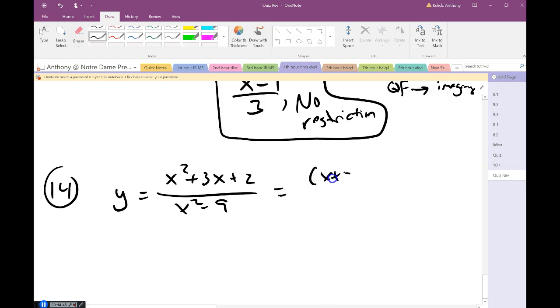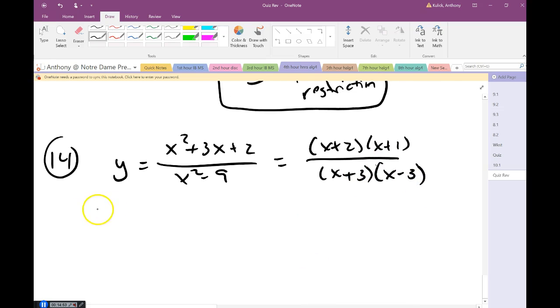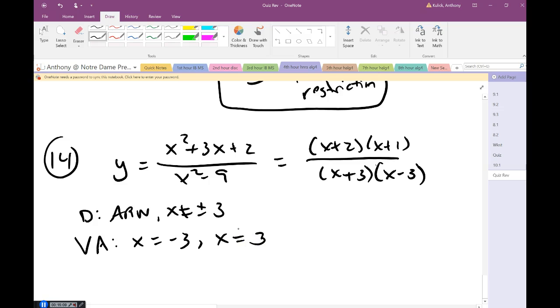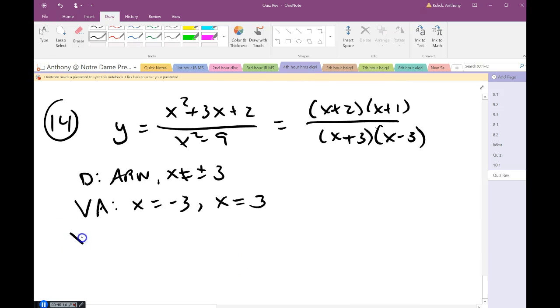So I'll start by factoring this because I'm going to need to do it for the points anyways. So I notice my domain is going to be all real numbers except for plus or minus 3 by setting the denominator equal to 0. Since none of this reduces, I have two vertical asymptotes at negative 3 and positive 3. Again, from setting the denominator equal to 0. I have x-intercepts at negative 2 and negative 1. That's from setting the numerator equal to 0.